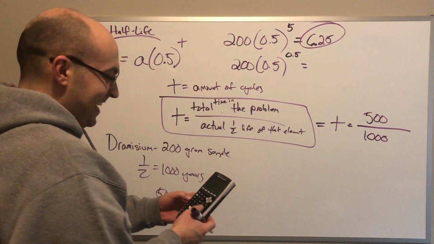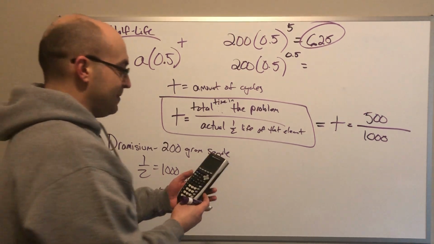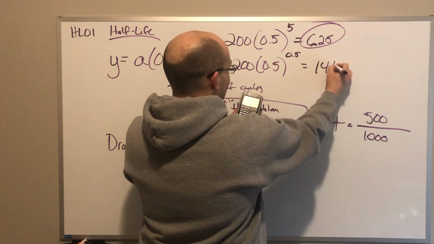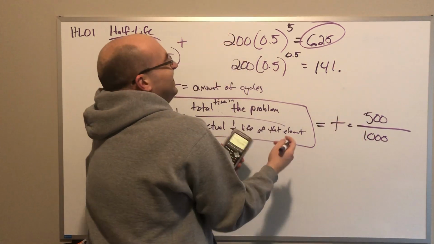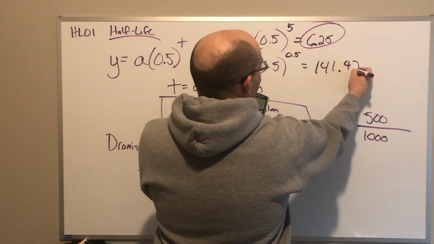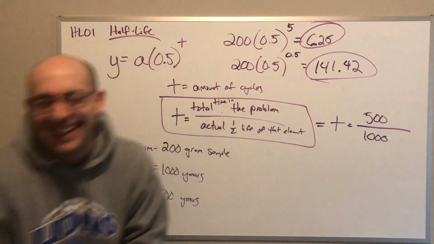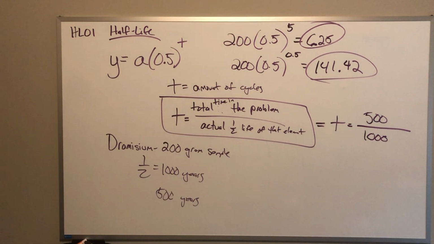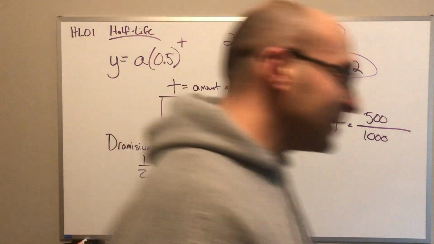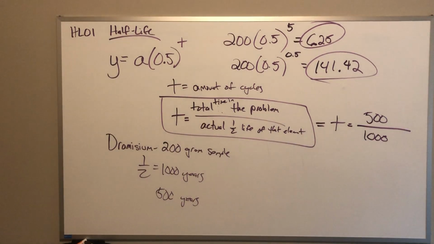200 times 0.5. So the 0.5 power is going to be. Now this is where it's weird because I'm usually not going to ask it around, but for purposes of this video, so the dog doesn't go crazy, we're going to stop it. So 141.